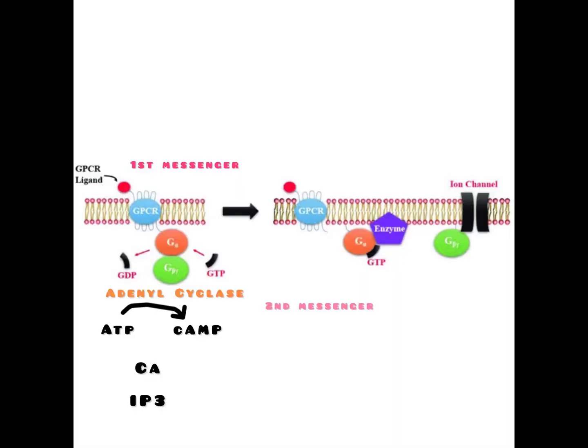Hi everyone, today we'll be talking about the G proteins and the second messengers. So, what are the G proteins? These are actually the middlemen between the first messenger and the second messenger. What they do is that they connect the receptor on the outside and the enzyme on the inside.